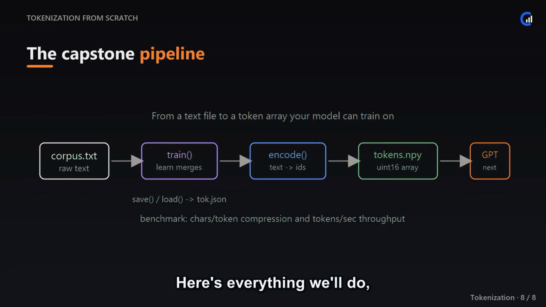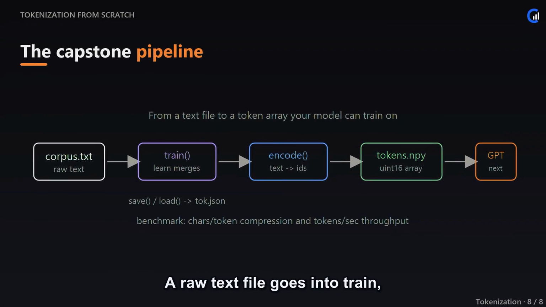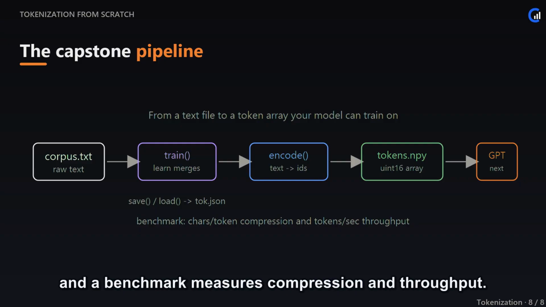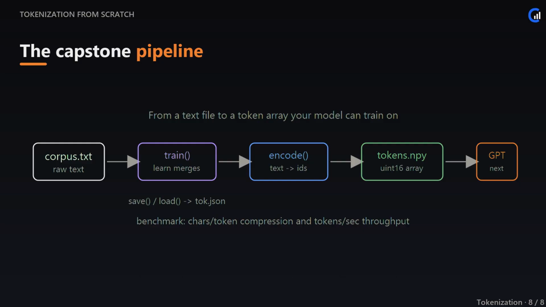Here's everything we'll do, end to end. A raw text file goes into train, which learns the merges. Those merges power encode, which turns the whole corpus into a list of token IDs. We save that list as a compact NumPy array, tokens.npy, and that file is what the next course feeds straight into a GPT. Save and load persist the tokenizer itself, and a benchmark measures compression and throughput.